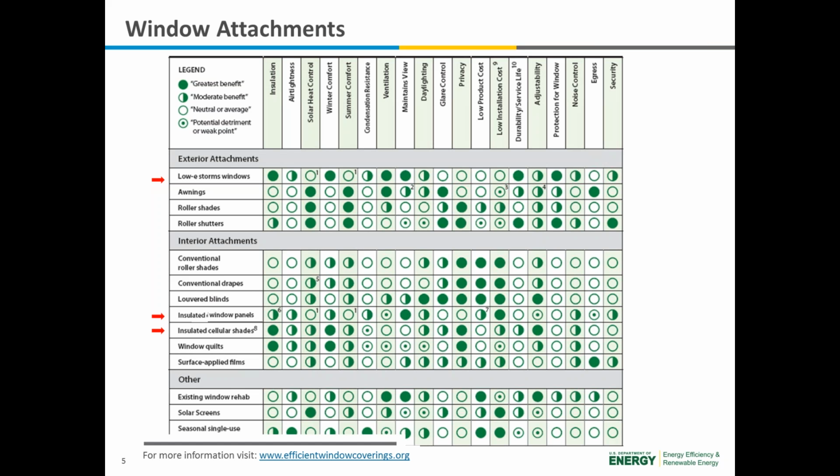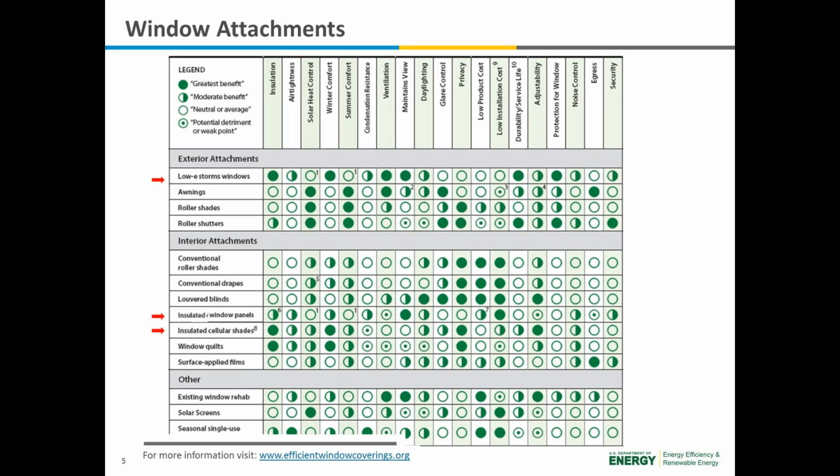Just so we are clear on what I'm talking about when we use the term window attachments, I've taken this table from the efficientwindowcoverings.org website. This is a website that was developed by DOE and Lawrence Berkeley National Laboratory and BuildingGreen to provide overview material on an assortment of different window attachments, and allows someone to compare these products in terms of a variety of different characteristics, including energy performance, privacy features, installation cost, that type of thing.